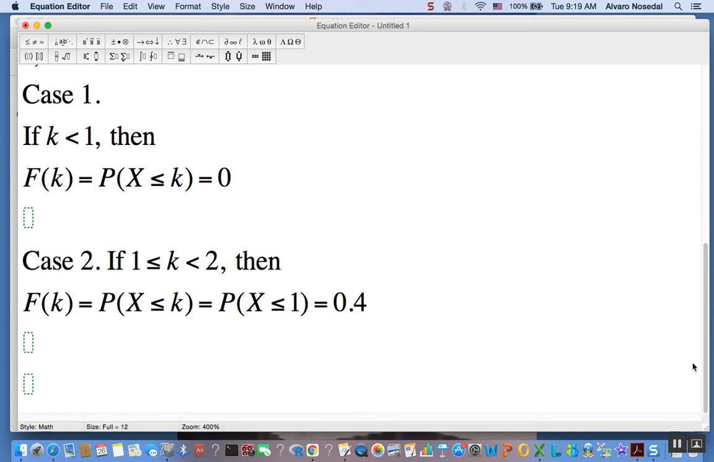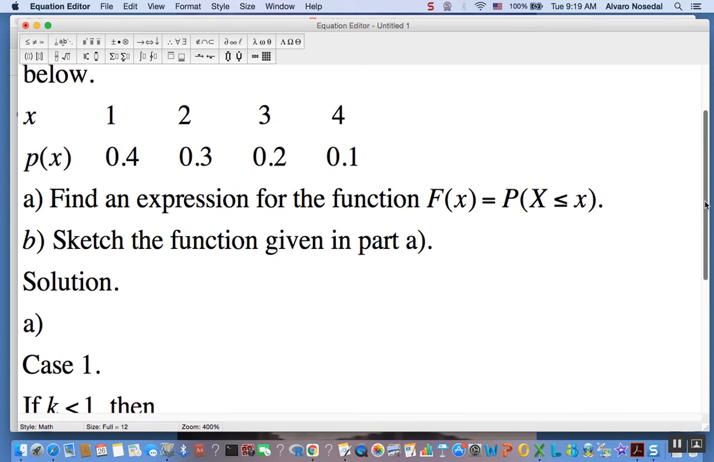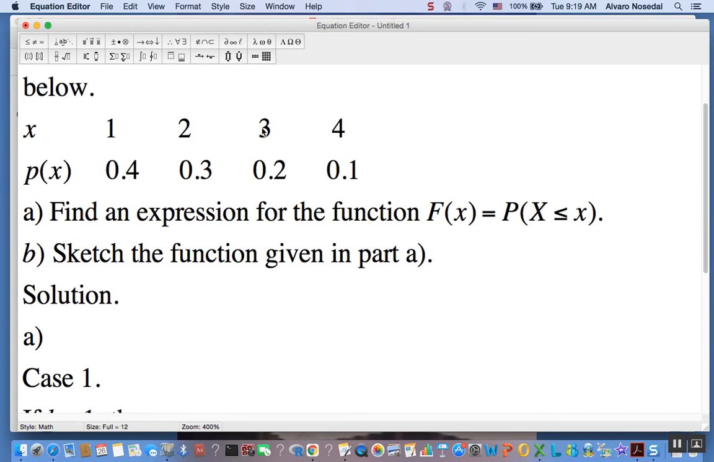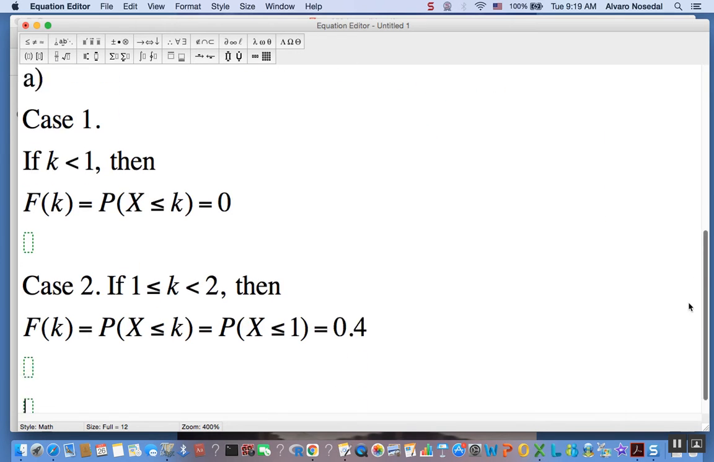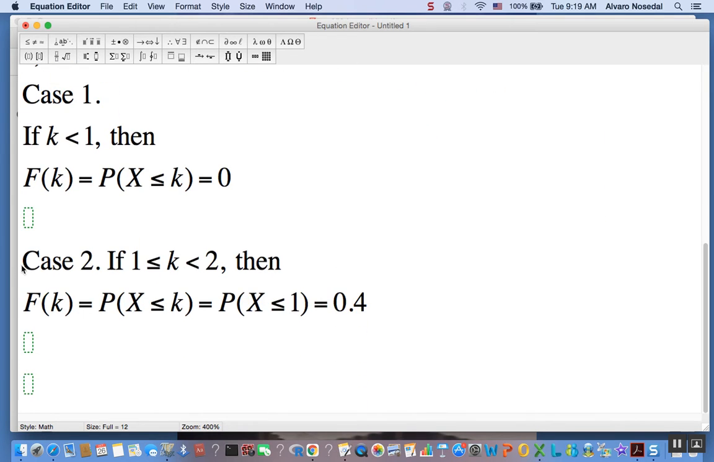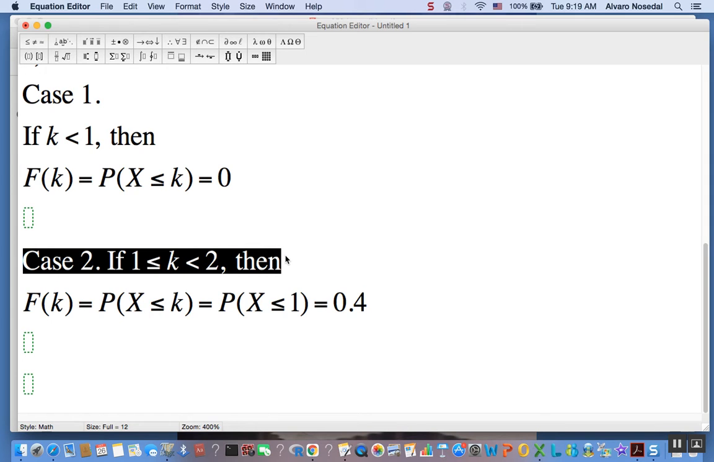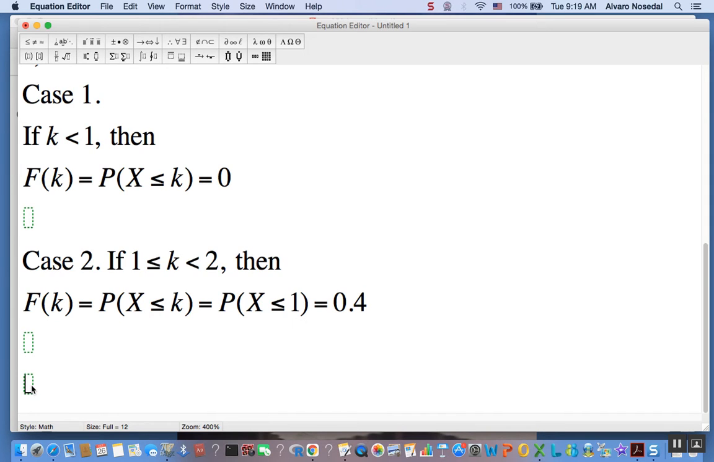Next case. As you can imagine, the next case would be taking a number that lives between 2 and 3, including 2. Let me copy paste this. Our next case. Now 2 and 3.